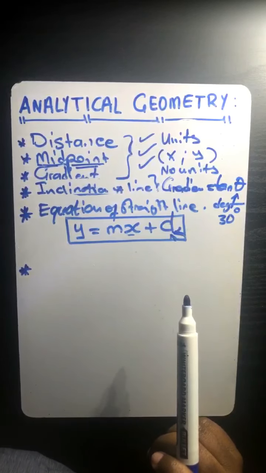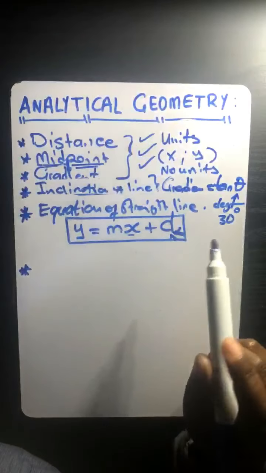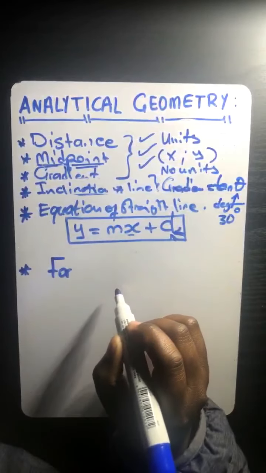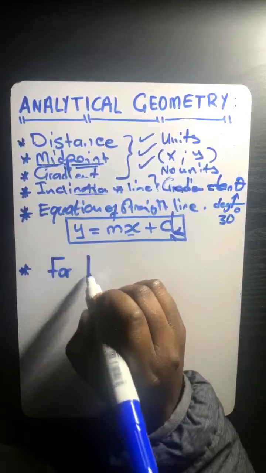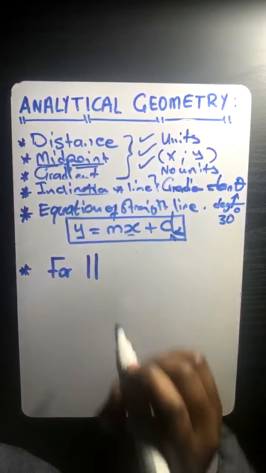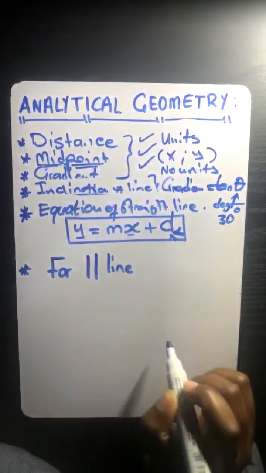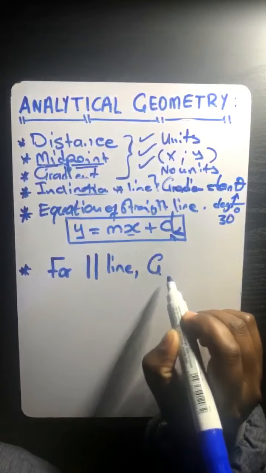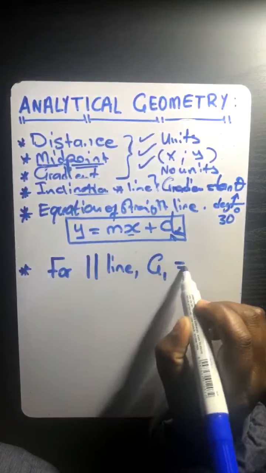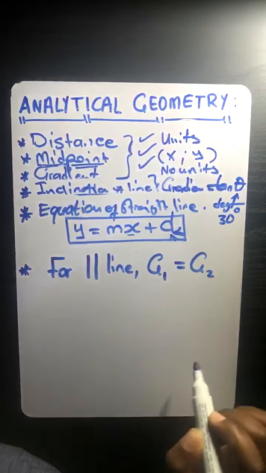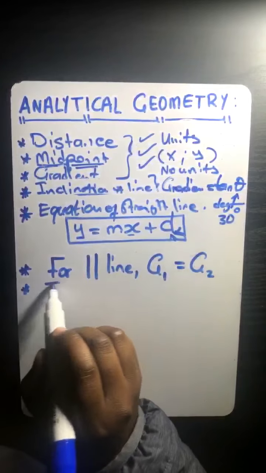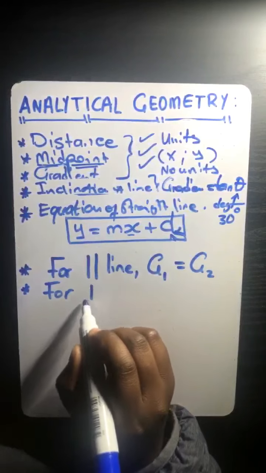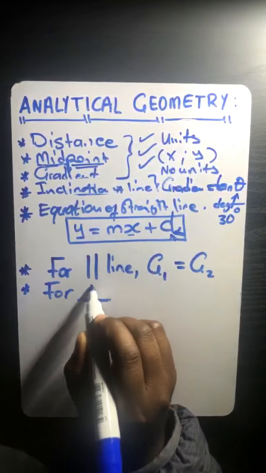Okay, this is what I want to talk about. For lines which are parallel, this is how we represent parallel lines. So for parallel lines, ladies and gentlemen, let's say the gradient of the first line will be equal to the gradient of the second line. Again, in analytical geometry, we have either lines which are parallel or lines which are perpendicular.